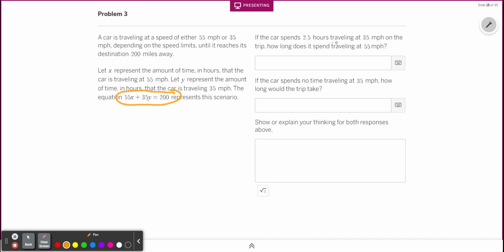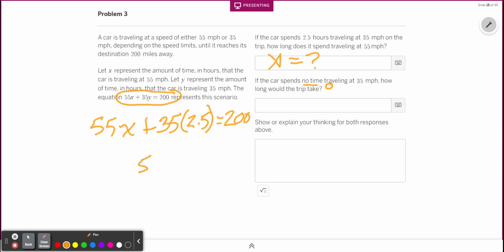So we have 2.5 hours traveling at 35 miles per hour. So our 35. So that means I'm going to replace my y with 2.5 and solve for x. So you need to find out what x equals. Then if the car spends no time traveling, how fast would it take the trip? So no time is a 0. So you basically have 55x equals 200 for that one. Okay. So then you would find again what x equals.